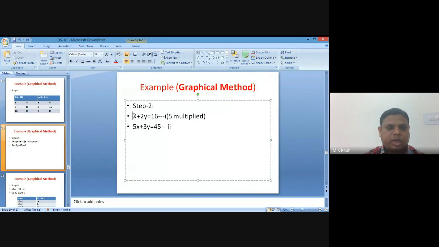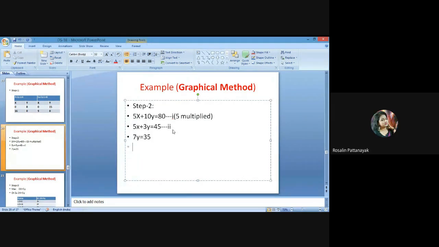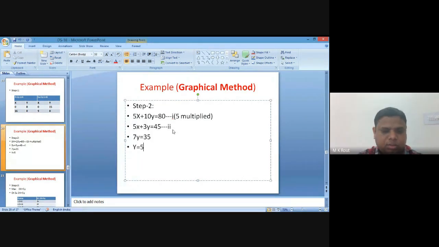That means this one is converted into how much? 5x. This one is known as how much? 10y. And the last one is 80. Okay, you can subtract and calculate the value of x and y. That means if you go to the next part, 7y equals 35. y is equal to 5.